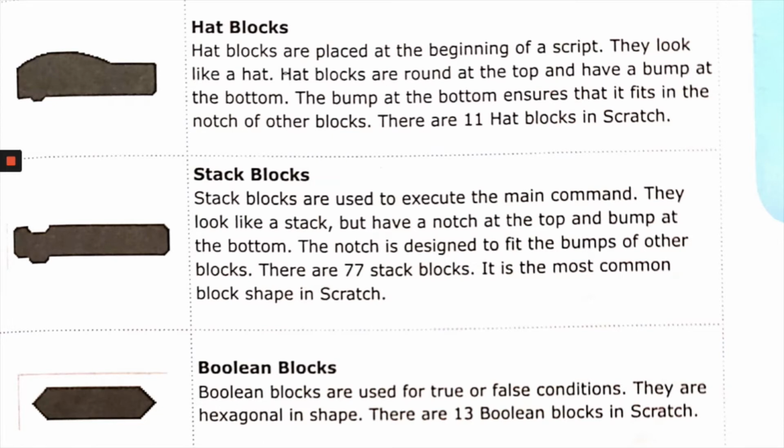Next is Boolean blocks. Boolean blocks are used for true or false conditions. They are hexagonal in shape, and there are 13 Boolean blocks in Scratch.